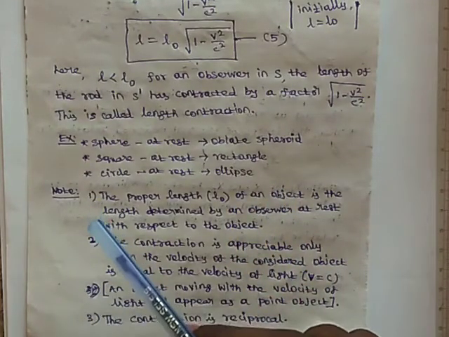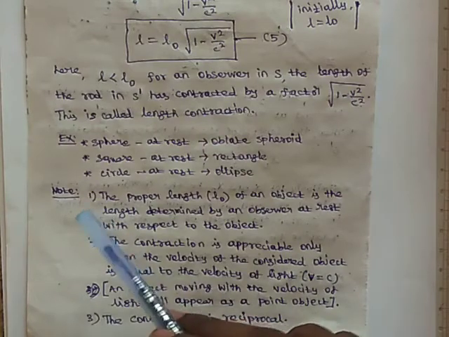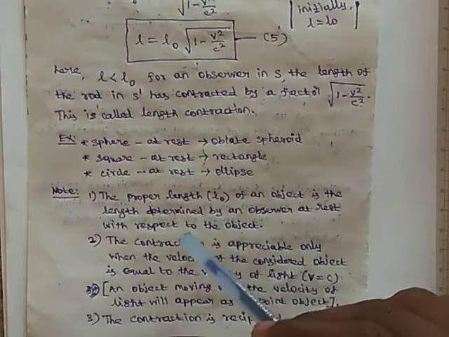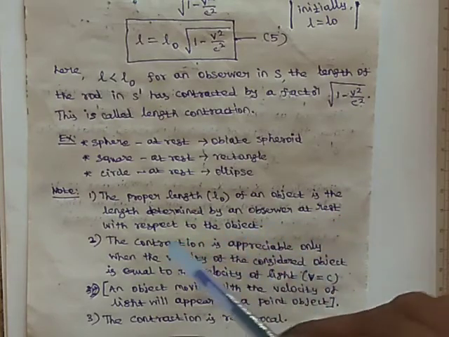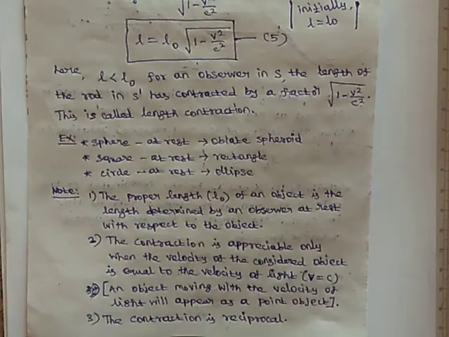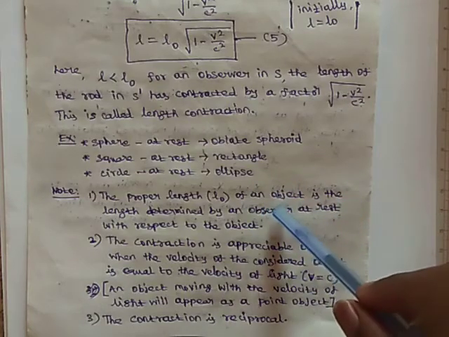We have to note some important points. The first one is that the proper length L0 of an object is the length determined by an observer at rest with respect to the object. The frame S is at rest. The frame S prime is moving at a constant velocity v. This is what is given here.